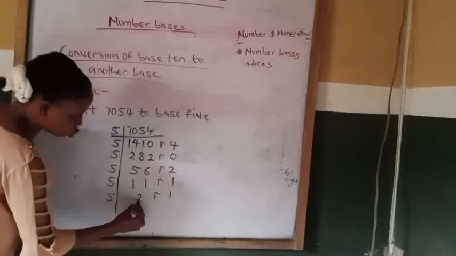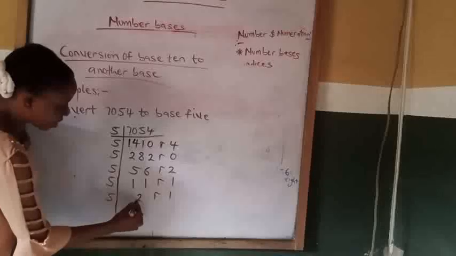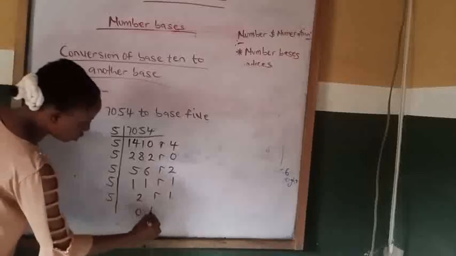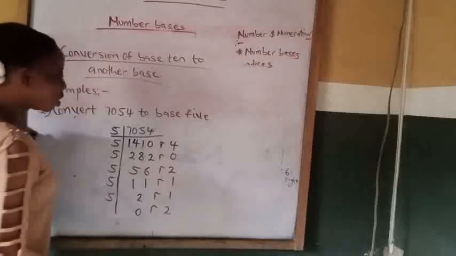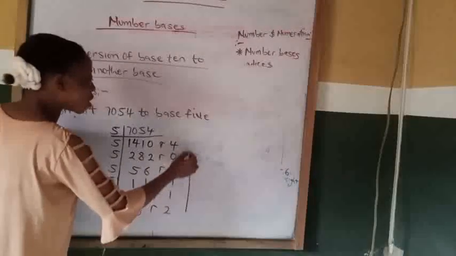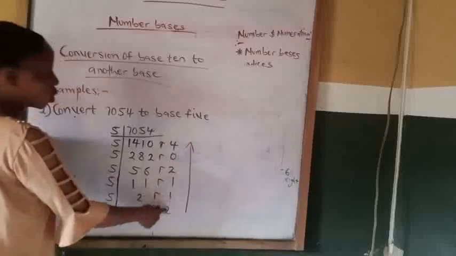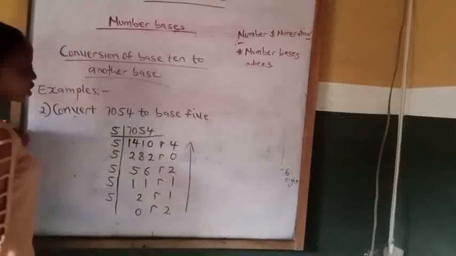5 cannot go in 2. So since 2 is the only number here, 5 in 2 is 0. So we are still going to have 2 as the remainder. Then your resulting solution will be the upward collection of your remainders.